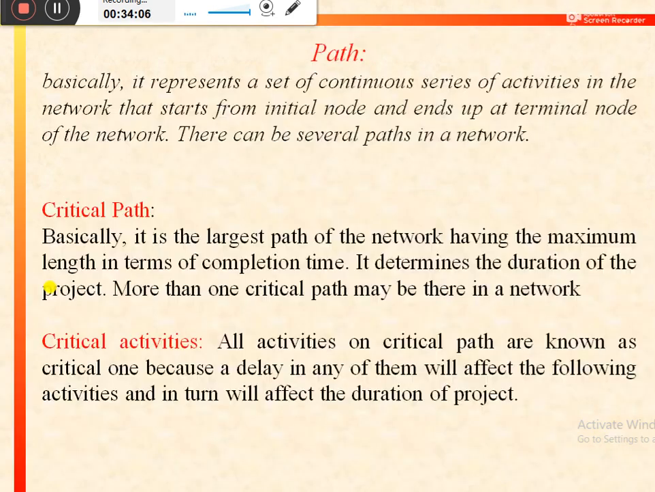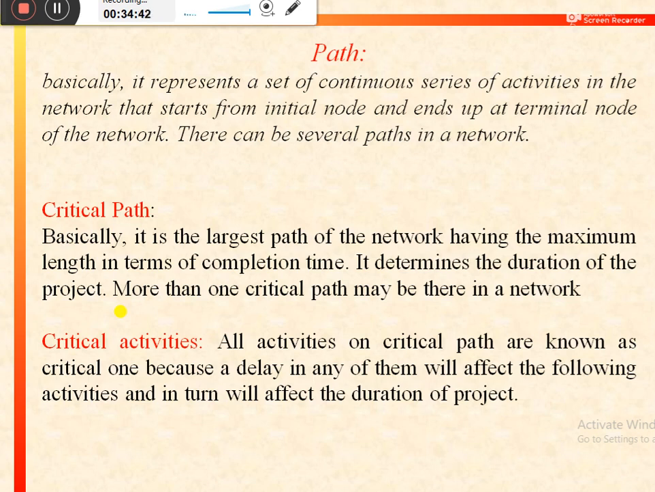but we need to identify the critical path out of all those paths in a particular network. Critical path is the largest path of the network, having the maximum length in terms of the completion time, or we can say that it is the path which has the maximum completion time, or this path determines the duration or the time period of the project. The time taken by this path would be equal to the time taken by the whole project for completion.